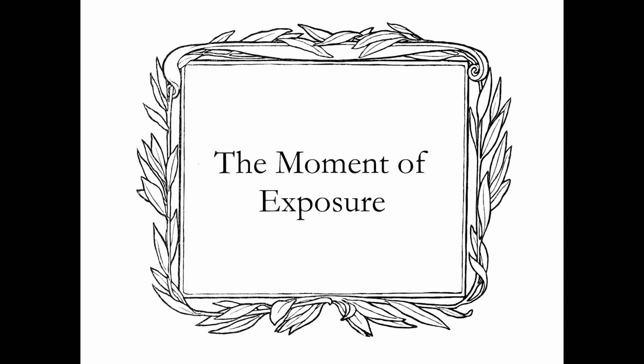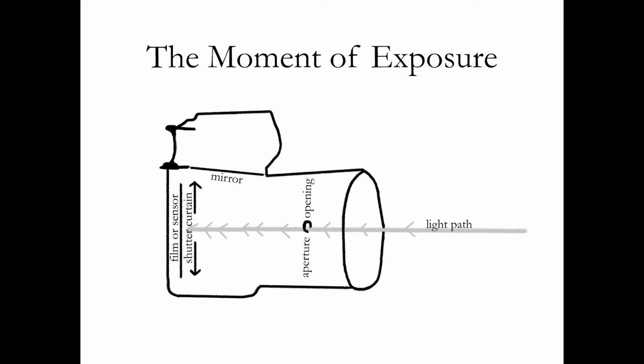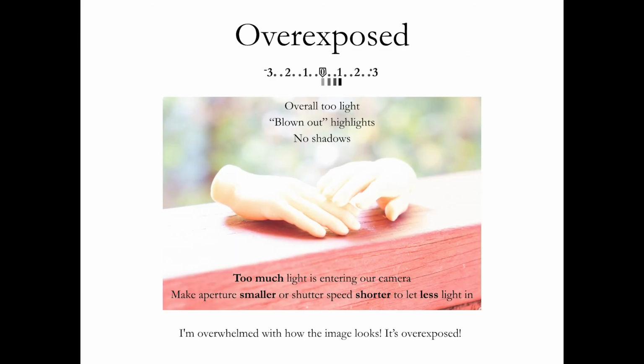The moment of exposure. Most of the time, the inside of your camera is totally dark. When you push down the shutter button to take a photograph, the camera shutter opens, light from the outside floods in through the lens's aperture opening, through the open shutter curtain, and is projected onto the film or sensor to make the exposure. When too much light exposes, it'll make the image washed out and bright, which is called overexposure.